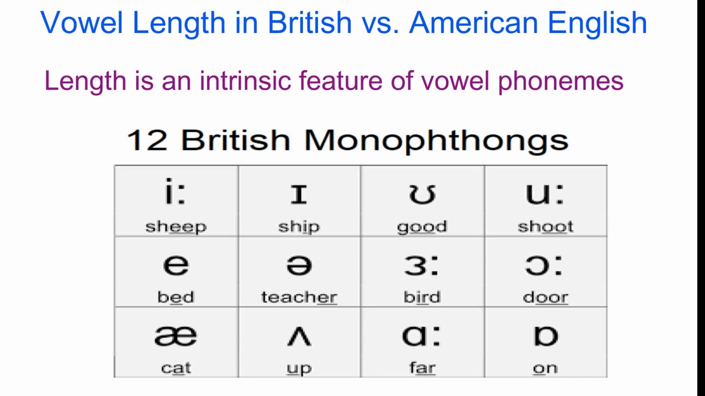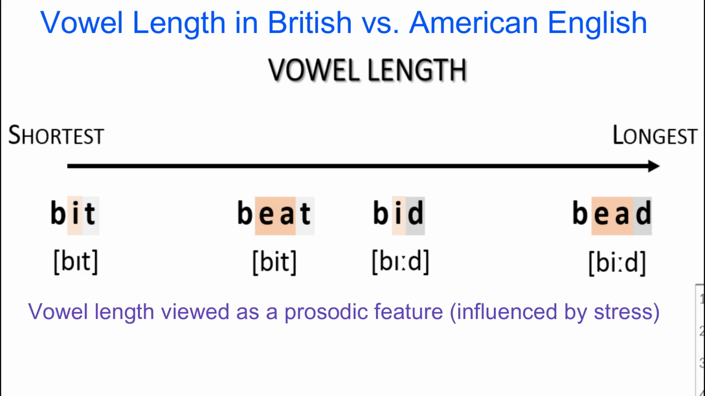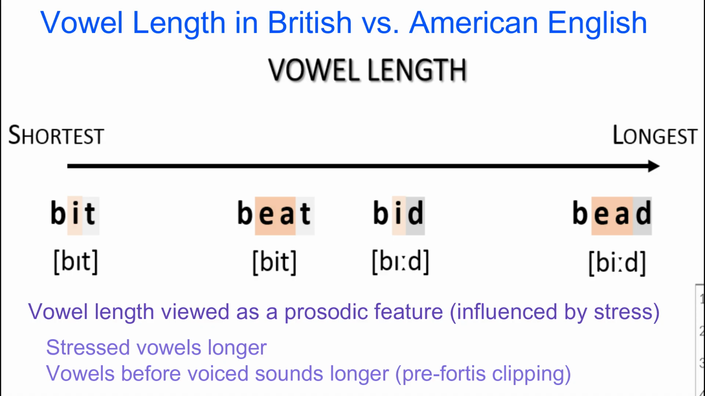Another difference between them is the nature of vowel length. In British English, each vowel is viewed as either a long vowel or a short vowel. But in American English, vowel length is viewed as a prosodic feature, not a phonemic feature. That is, the length of a vowel sound is not viewed as an intrinsic feature of vowel phoneme sounds. Rather, how long we should hold the vowel sound is determined by such factors as whether the stress lies on the vowel or not, and whether it is followed by a voiced sound or not. If the vowel is stressed or if it is followed by a voiced sound, the vowel sound becomes long.